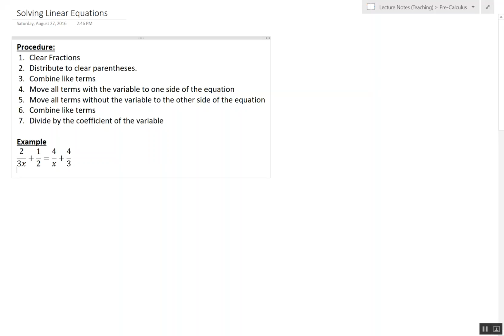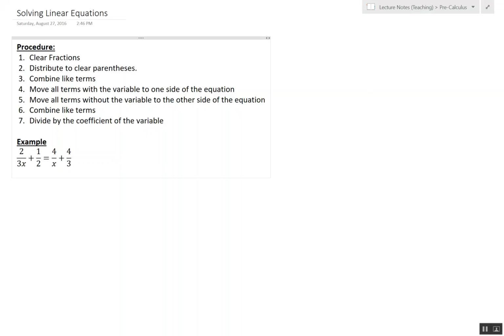Hi everyone, welcome back. Now we're going to talk about solving linear equations in general in one variable. So there's kind of a procedure here. The first thing you should always do is clear your fractions. Then if you have any parentheses, distribute them, combine some like terms, move variables to one side, constants to the other, and combine like terms and divide by the coefficient of x, and you should get some value.